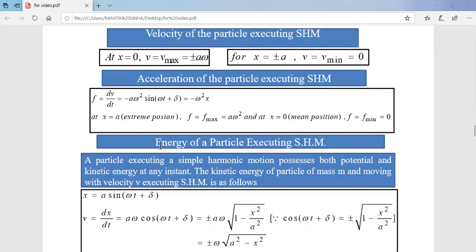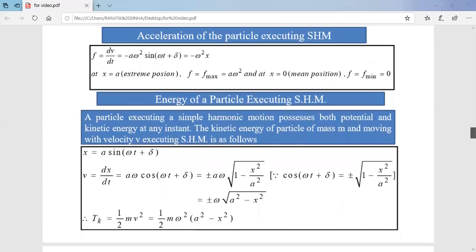Now we have to know the energy of a particle executing SHM. What will be the energy of the particle executing SHM? We know that x equals this. We know the expression of velocity equals this. Now the kinetic energy equals what? Half m v square. So we are squaring this term. So half m omega square into a square minus x square. So this is the expression of kinetic energy.